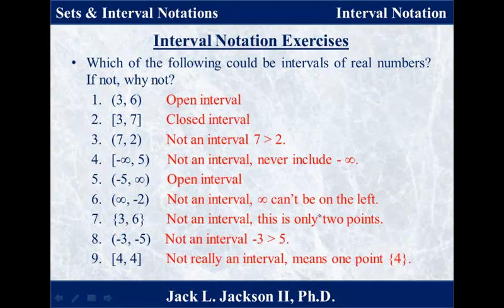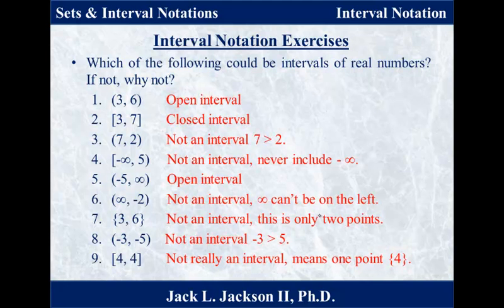Okay. Well, (3, 6) is an interval. That makes sense. That's an open interval. It's the numbers between 3 and 6 on the number line. Does not include 3 and 6. [3, 7] is also good. That's the set of numbers between 3 and 7, including the 3 and 7 as well. That's a closed interval.